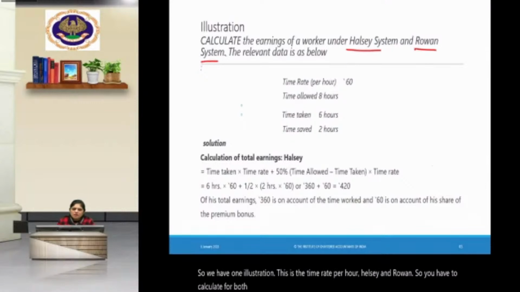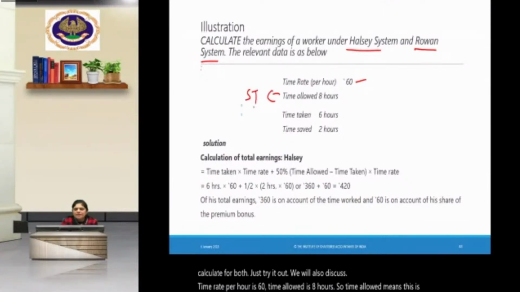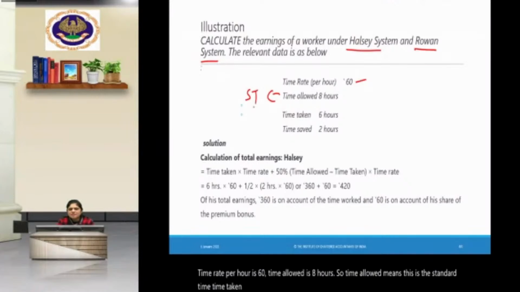Just try it out. We'll also discuss. Time rate per hour is 60. Time allowed is 8 hours. So time allowed means this is the standard time. Time taken 6 hours and time saved is 2 hours.